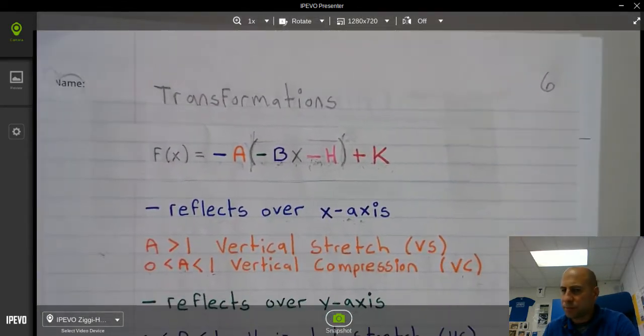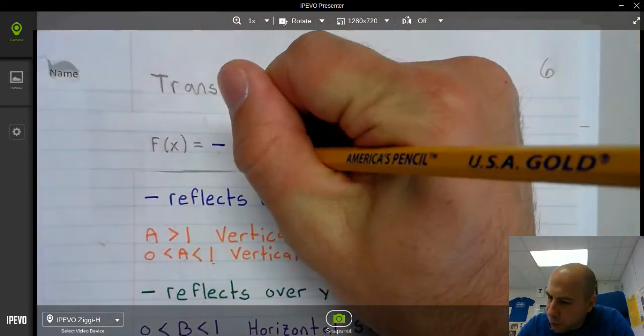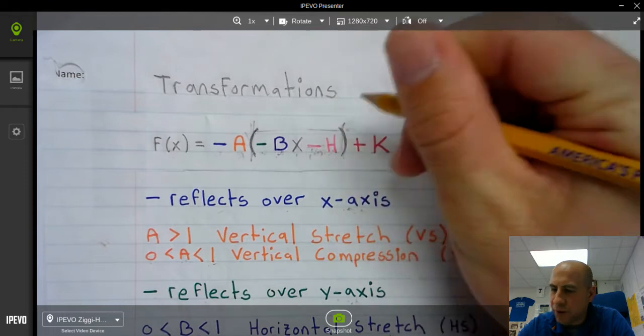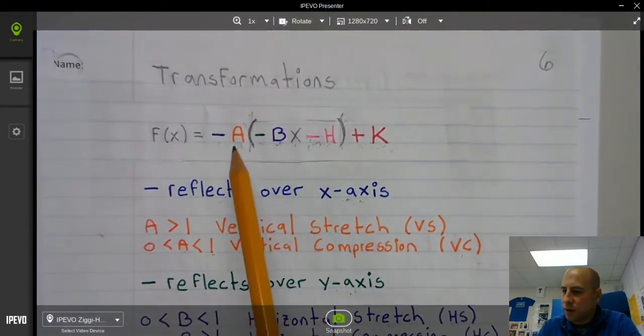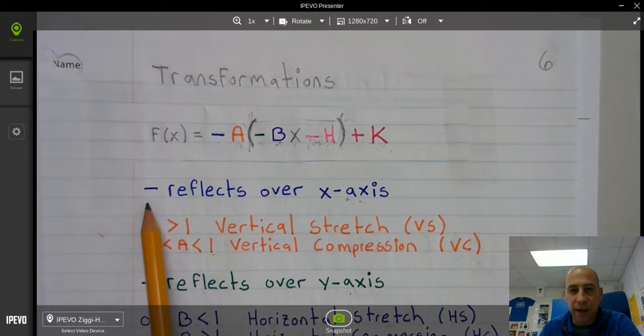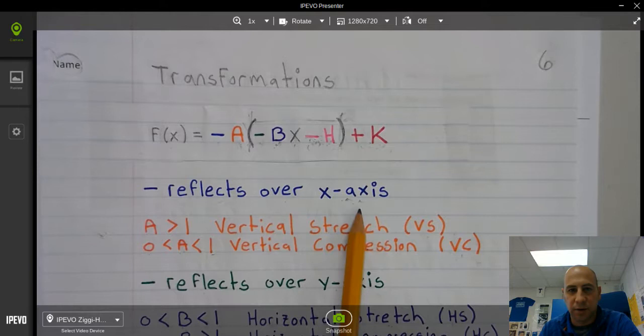All right, so transformations, okay? Now, these parentheses represent the 9 different functions, okay? So, in general terms, you have the negative. If it's outside the parentheses, it reflects over the x-axis, okay?